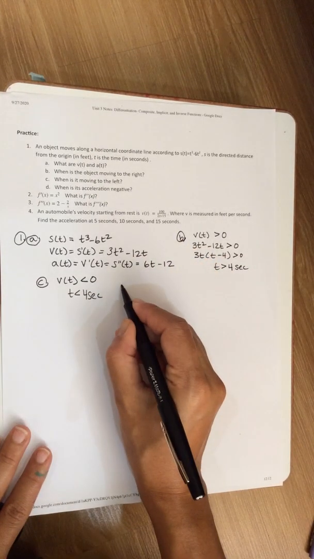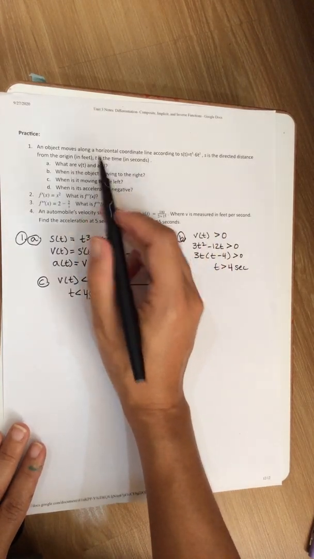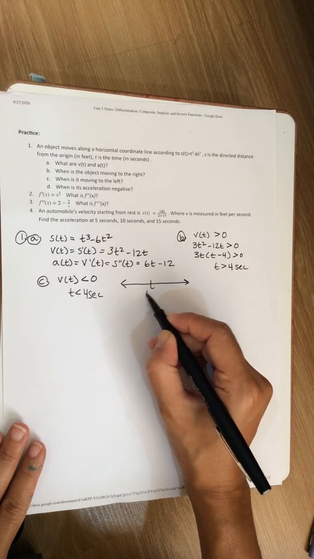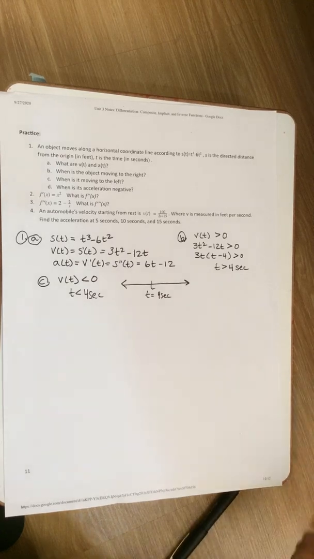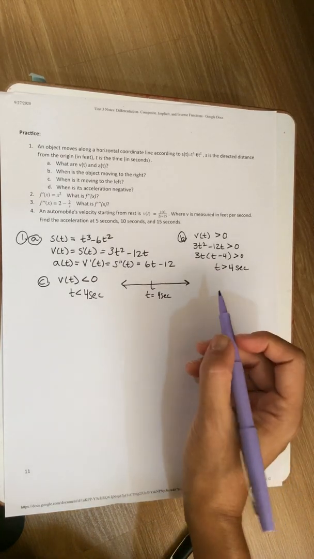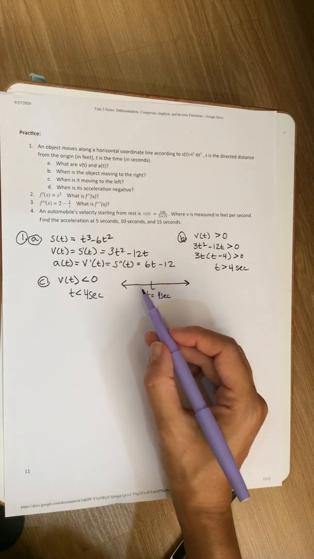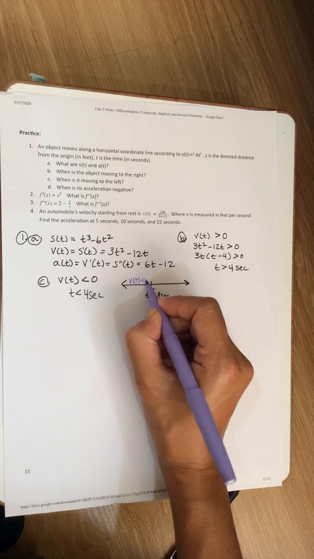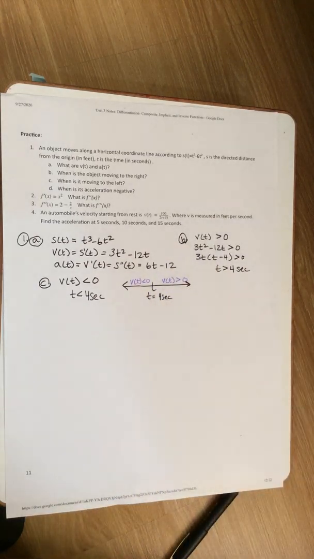So you can really be thinking of this as an object moving on a horizontal coordinate plane. Here is when t equals 4 seconds, right? So what's happening here is that when you're less than 4 seconds, the velocity is less than 0, and here the velocity is greater than 0.